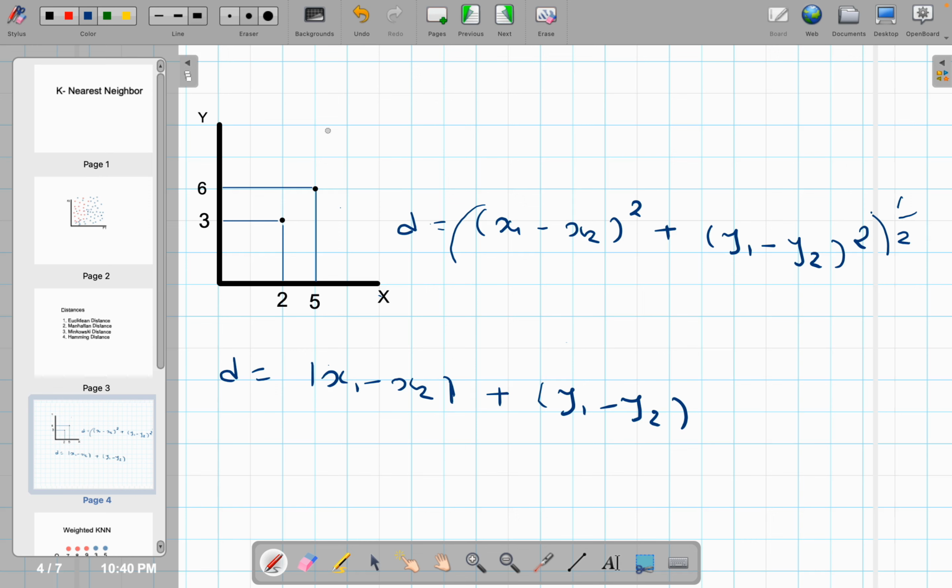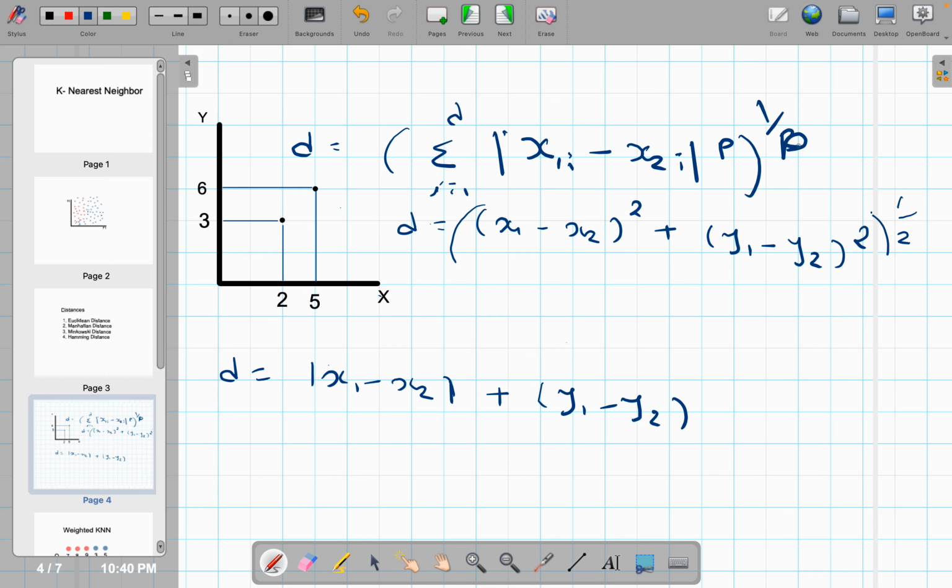Let me write it here. Right. So D is equal to, let's say, sigma i equal to 1 to D, mod x1i minus x2i, mod raised to p, raised to 1 by p. Right. So this is the Minkowski distance formula.